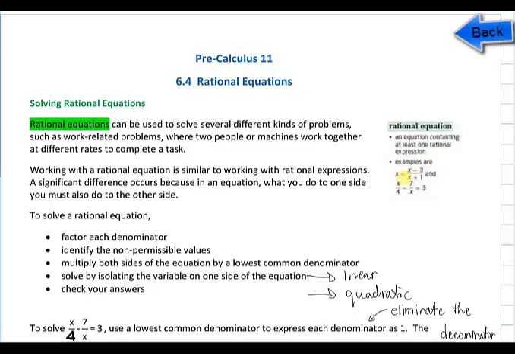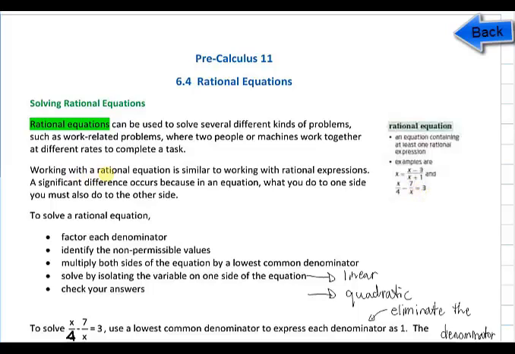So some examples are x is equal to x minus 3 over x plus 1. So here's your rational expression, x minus 3 over x plus 1. And x over 4 minus 7 over x equals 3. So your rational expressions are x over 4 and 7 over x.